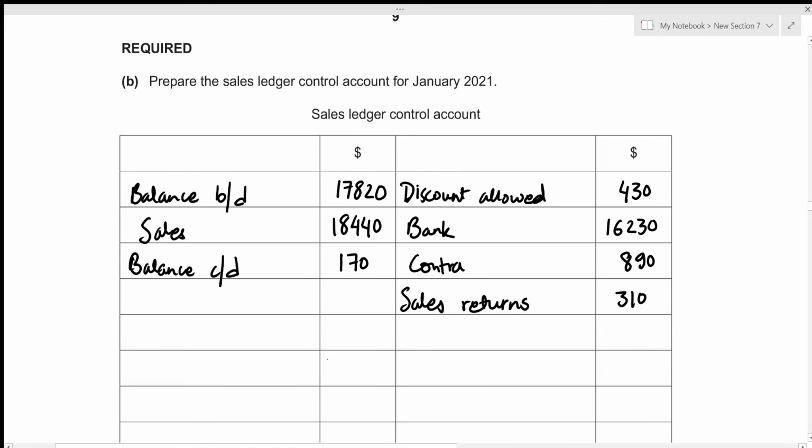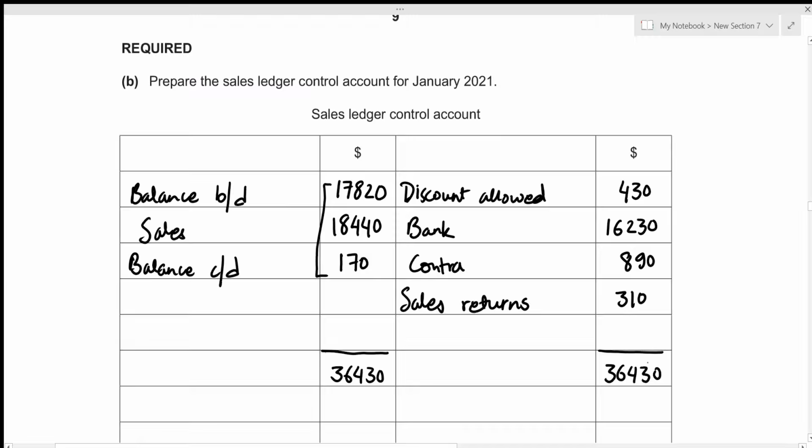So now we need to figure out the total for both sides and then figure out the closing balance on the credit side. So in order to do that, let's first figure out the total for the debit side. In order to do so, we just add these three amounts. That will be 17,820 plus 18,440 plus 170, which gives the total balance to be 36,430. And this must also be the total for the credit side as well.